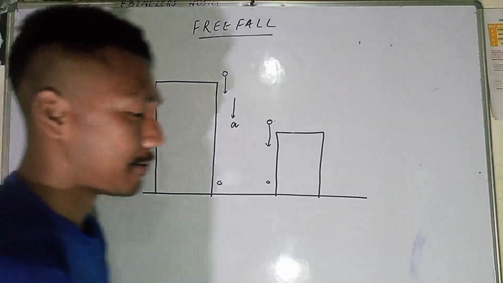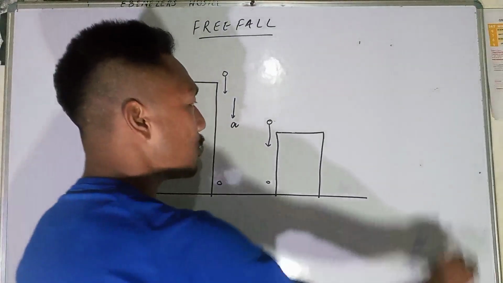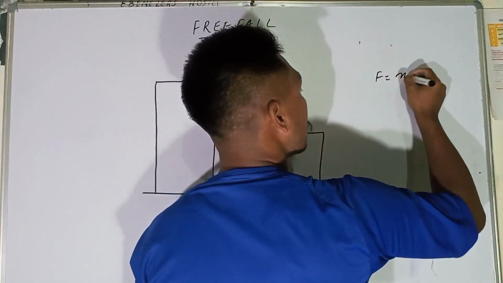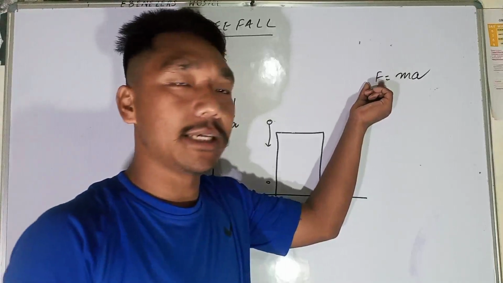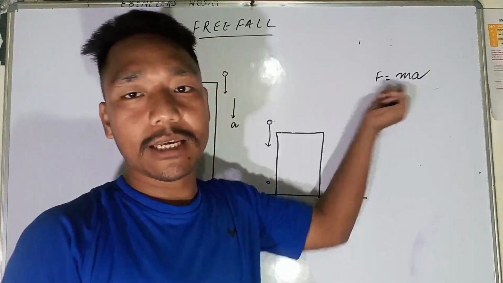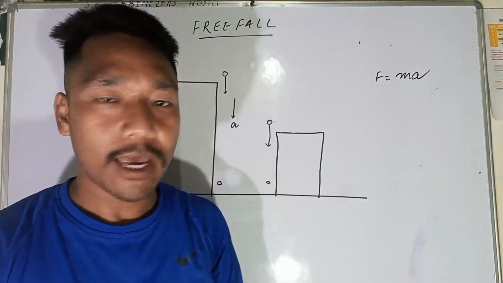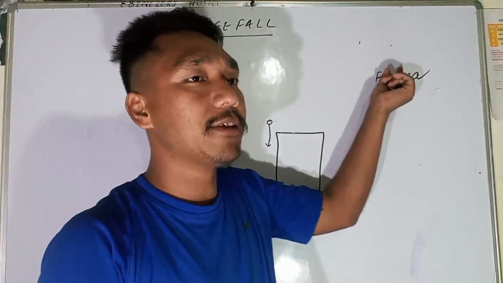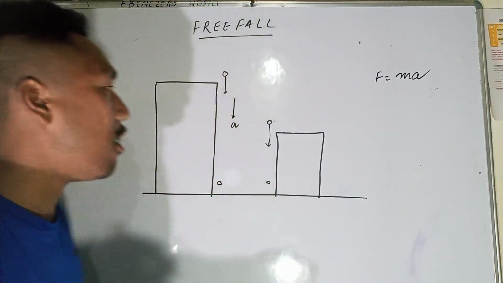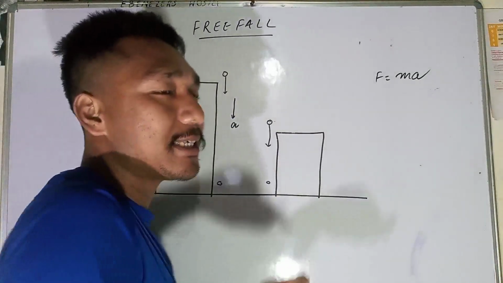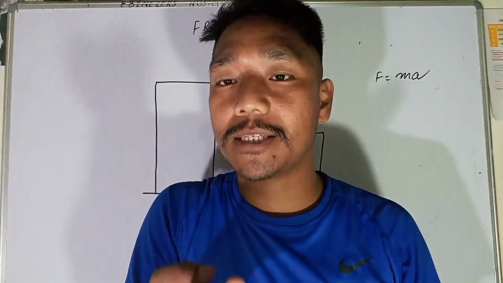Okay, why does this happen? We have learned in Newton's second law that force is equal to mass into acceleration. So that means what? If the mass is there and the acceleration is there, then there will be a force. If there is a force and a mass, then there will be an acceleration. That means the object is experiencing a force.